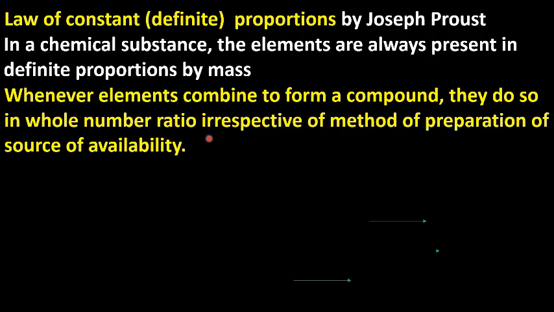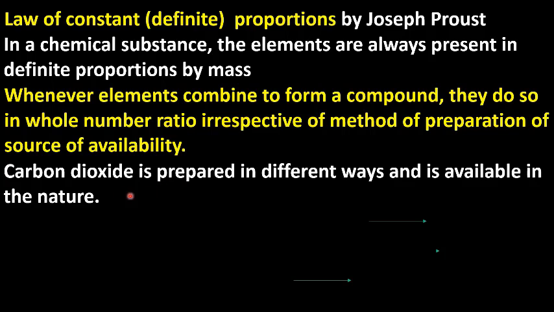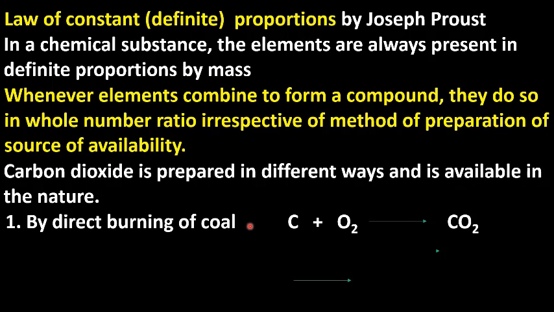That means we can get a compound, a substance, in different ways. We can prepare it by different methods, and it is available from different sources. For example, carbon dioxide is prepared in different ways and is available in nature from different sources.